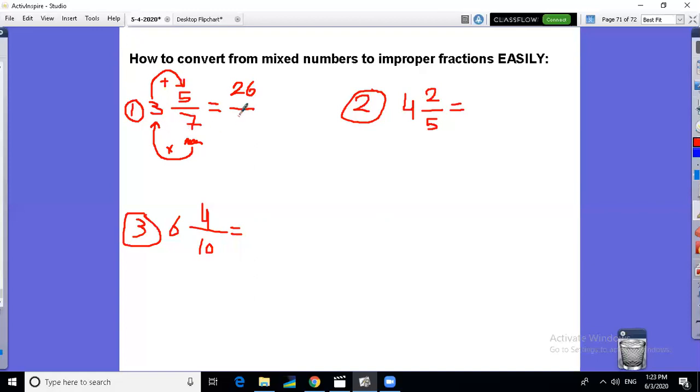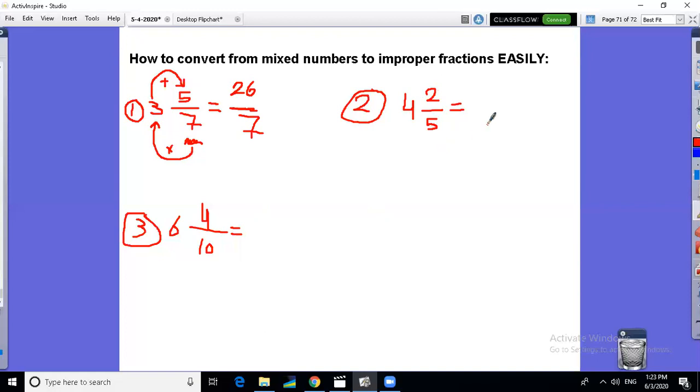Sir, what about the denominator? Stays the same. Yeah, so it's 26/7. I don't think that it could have been easier. It's just multiplying the 7 by 3, then adding to it 5 to give us the numerator over the denominator, which is 7. All right, move into the second question here, which is 4 and 2/5.